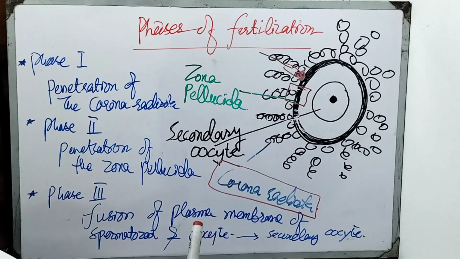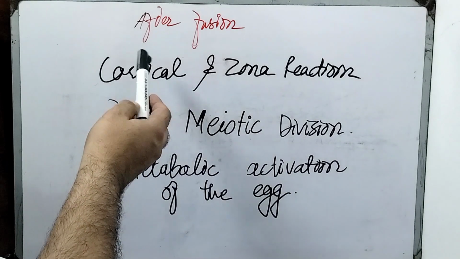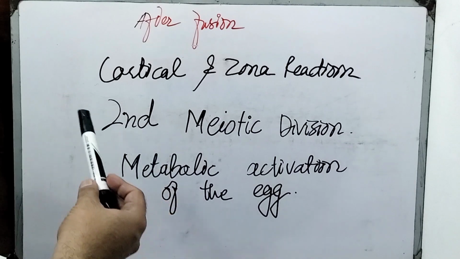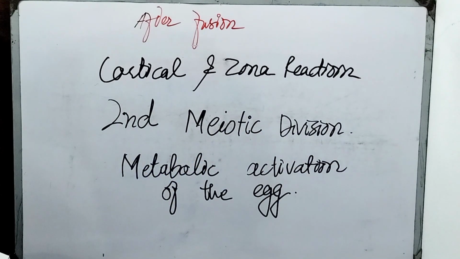And after the fusion, the egg will react in three different ways. First one is the cortical and the zonal reaction, in which the plasma membrane of the oocyte and the zona pellucida will become impermeable for the upcoming spermatozoa. And soon after the entry of the sperm, the oocyte finishes its second meiotic division immediately after entry of the sperm.